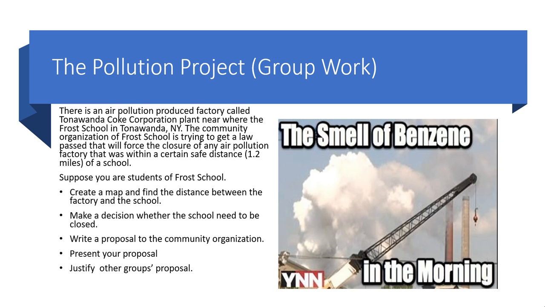Suppose the students are from Frost School. There are 5 things they need to do. First, they need to create a map and find the distance between the factory and the school. Then they need to make a decision whether the school needs to be closed, and they need to write a proposal to the community organization about their decision, the evidence, and the explanation why they choose to shut down the school or not.